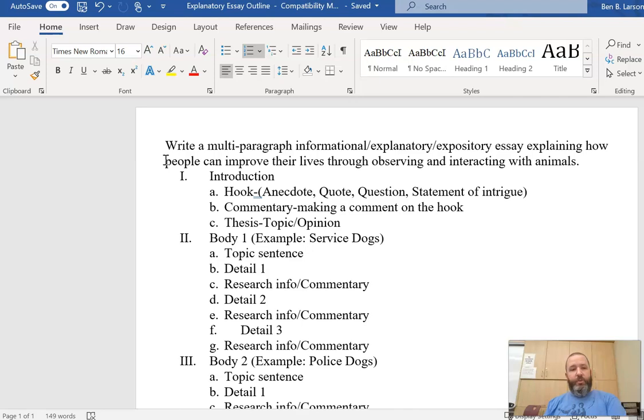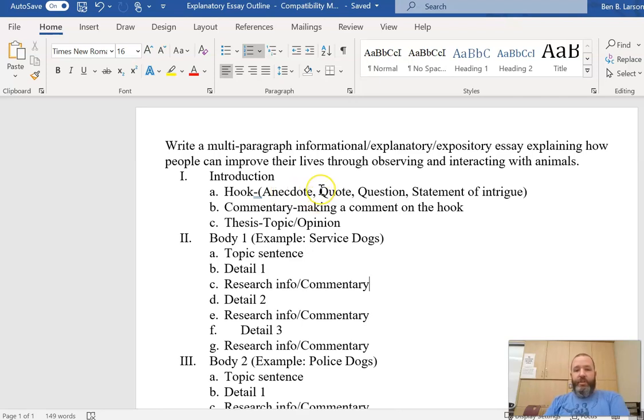Okay, so once again, this will be a 5-paragraph essay. It will start off, as always, with the introduction. You always need the hook as your first sentence. Anecdote, quote, question, statement of intrigue would be the 4 different AQQS strategies. Obviously, there are other ways of doing a hook as well, but those are 4 solid ones, so we don't have 50 different types to confuse things.